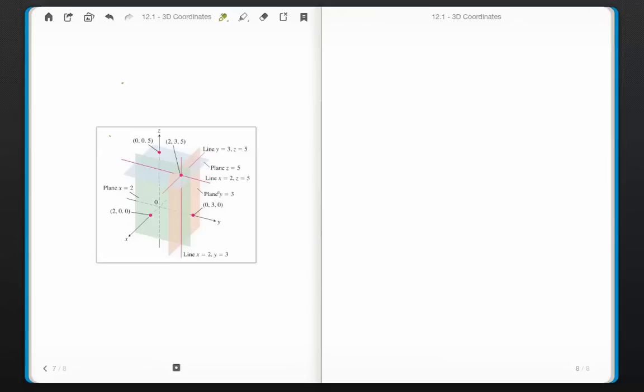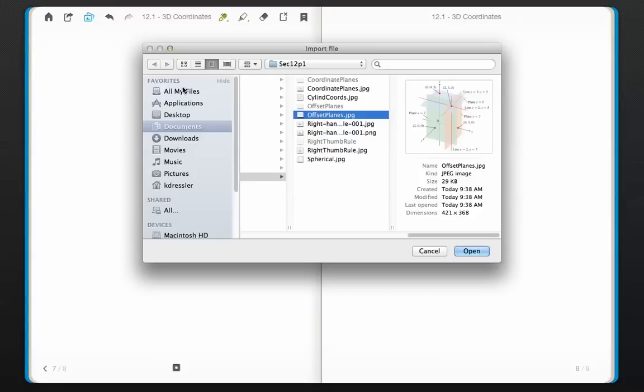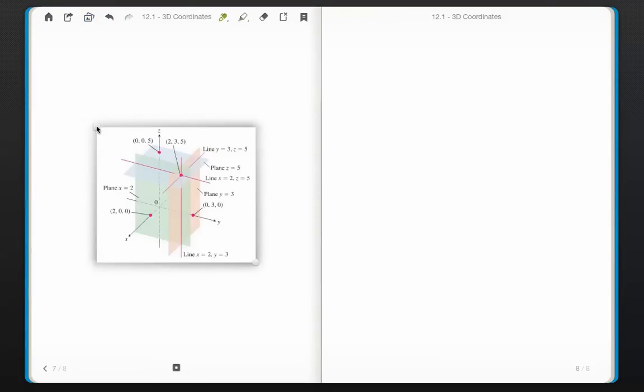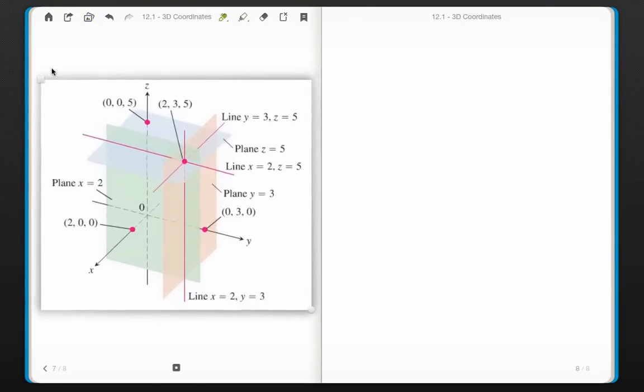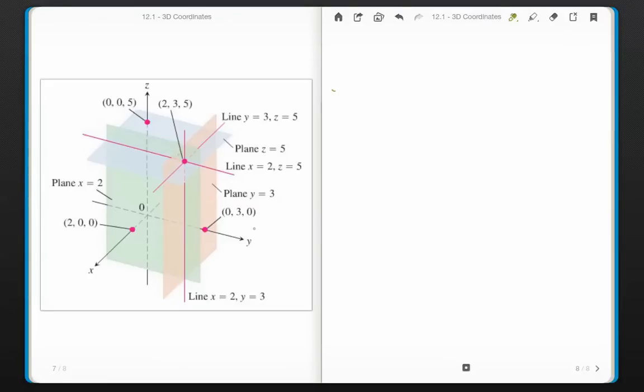I didn't mean to do that. Well, let me get rid of that. Clear this page. I'm going to insert it again so we can make it a little bigger. Offset planes. Okay. Make this bigger. So now we can talk about this a little bit better. So here's our origin, down here, 0, 0, 0.